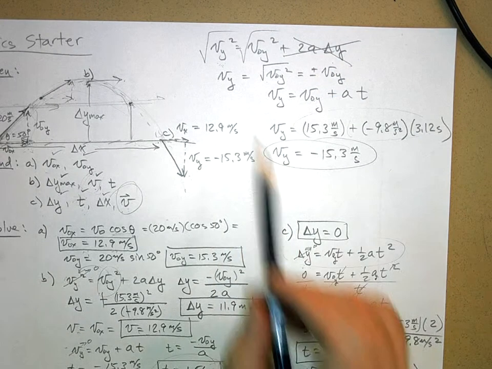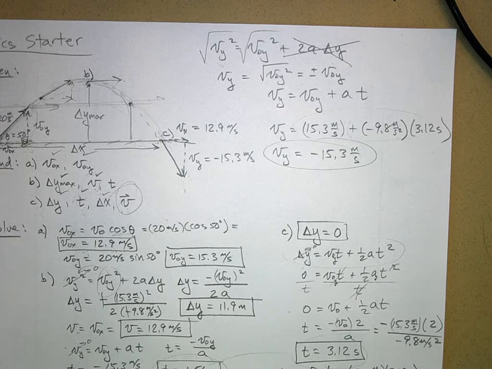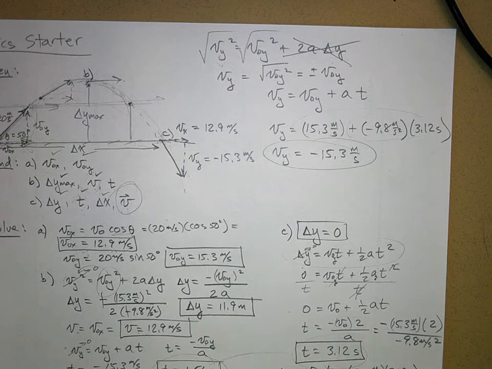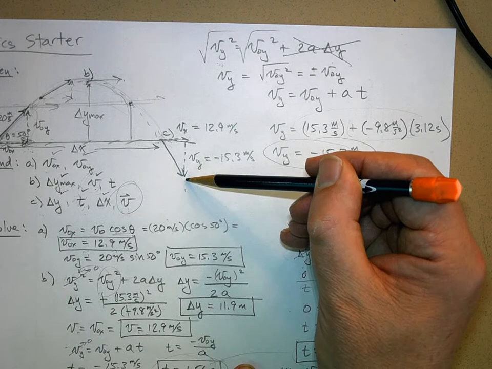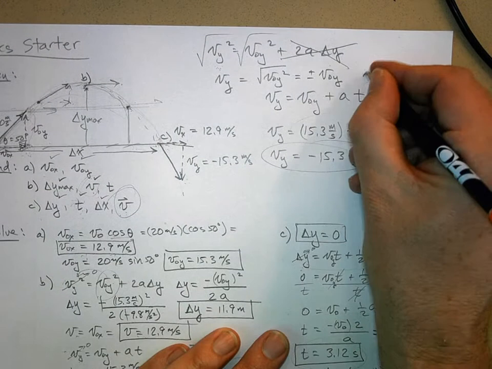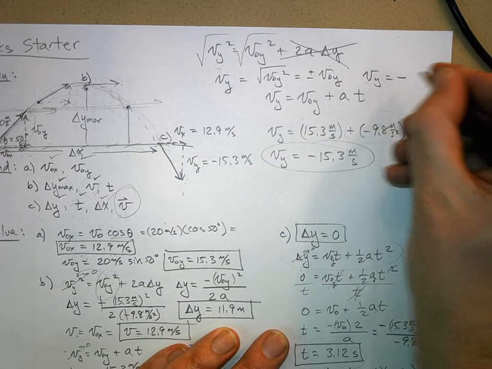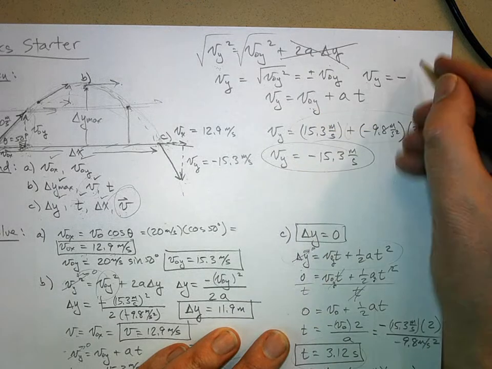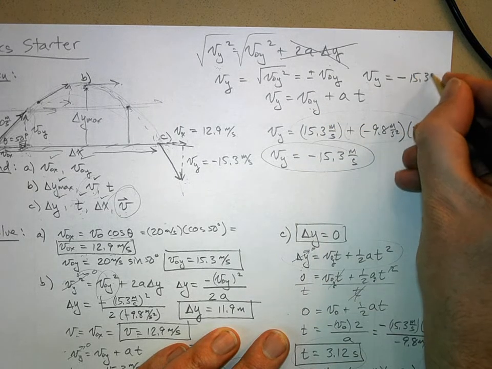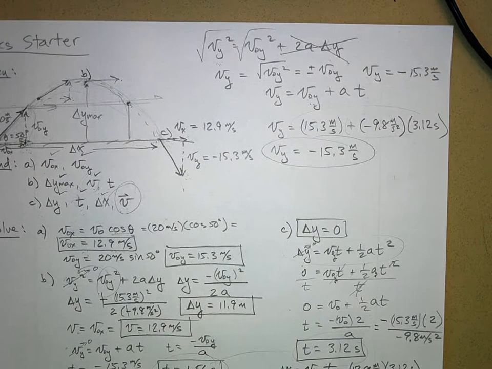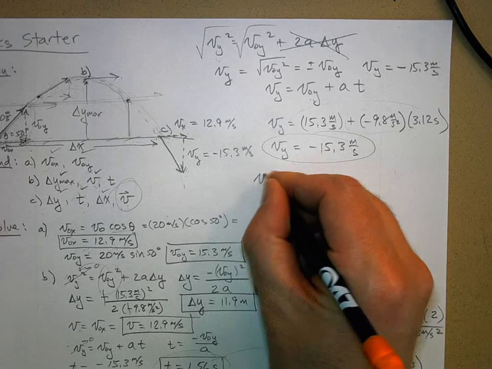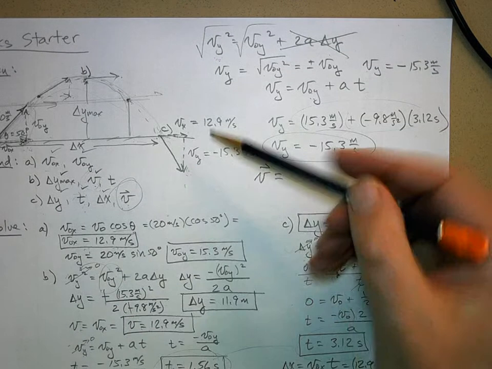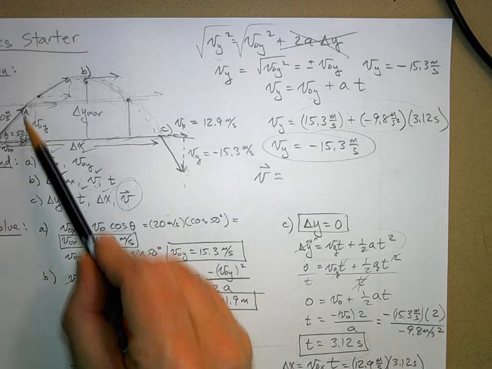Now, which am I going to choose, the plus or the minus? Well, I look at the problem. This is obviously in the downward direction. So Vy is equal to negative V naught y, which is negative 15.3 meters per second. All right. So now I can say V is equal to, well, it's got the same x and y components as the initial velocity, so it better have the same magnitude.